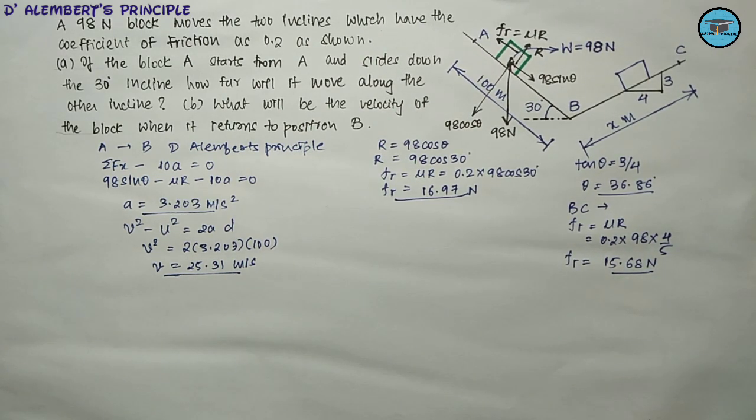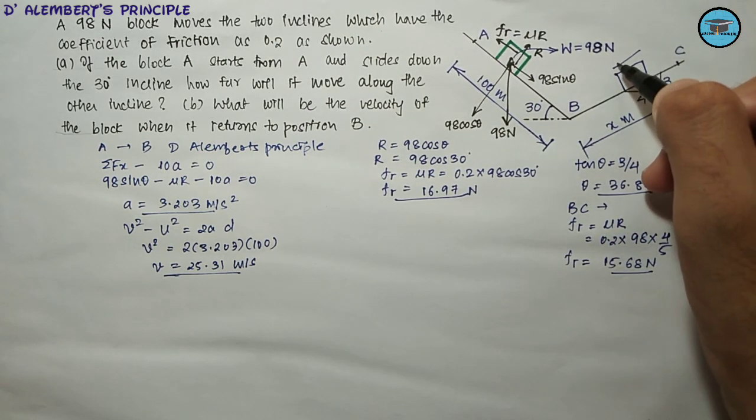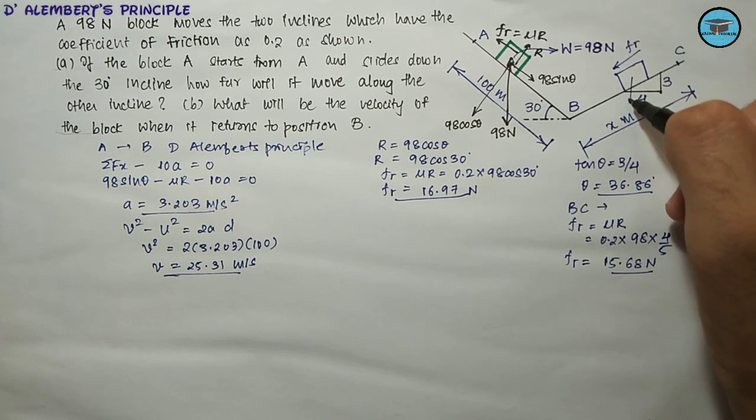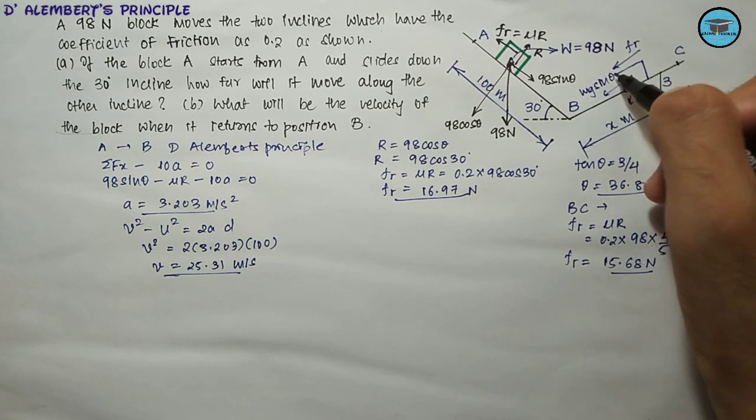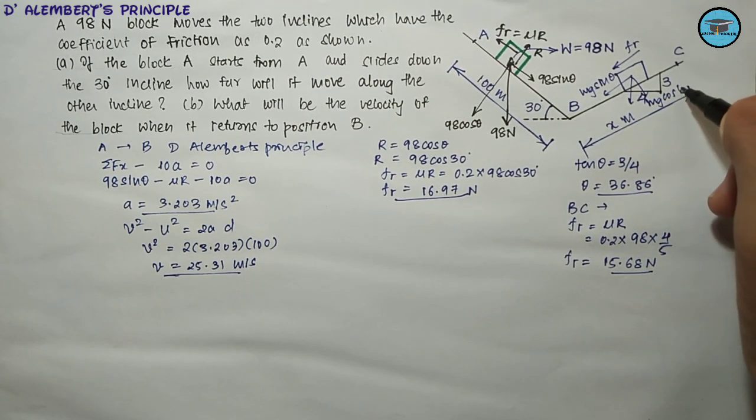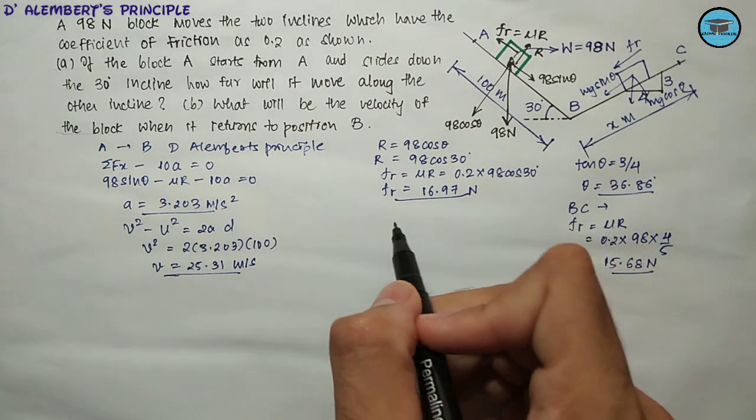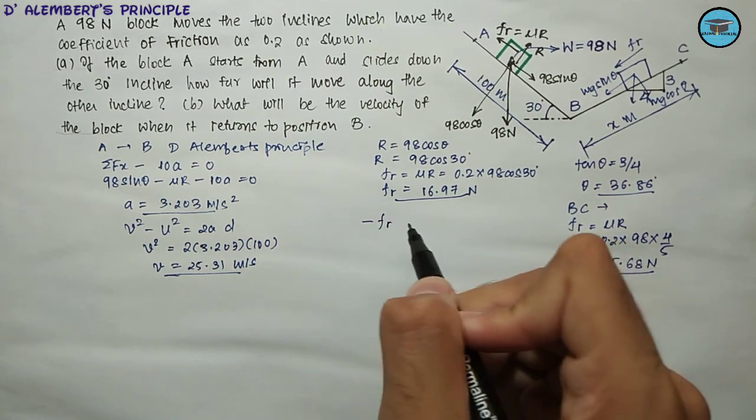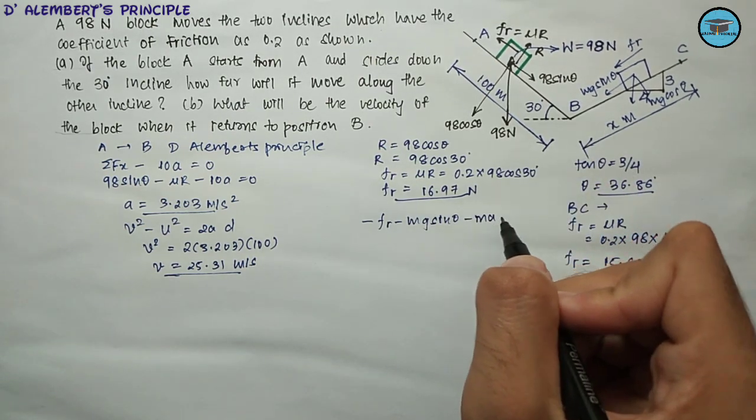Okay, now we are again applying the D'Alembert principle for the slope BC. Since this block is moving in this direction, climbing up this plane, definitely the frictional force will act in this direction, that is Fr. This will be the weight, this will be mg cos theta, and this will be mg sin theta. Now we are applying D'Alembert's principle, that is minus Fr minus mg sin of theta minus ma, that is equal to 0.